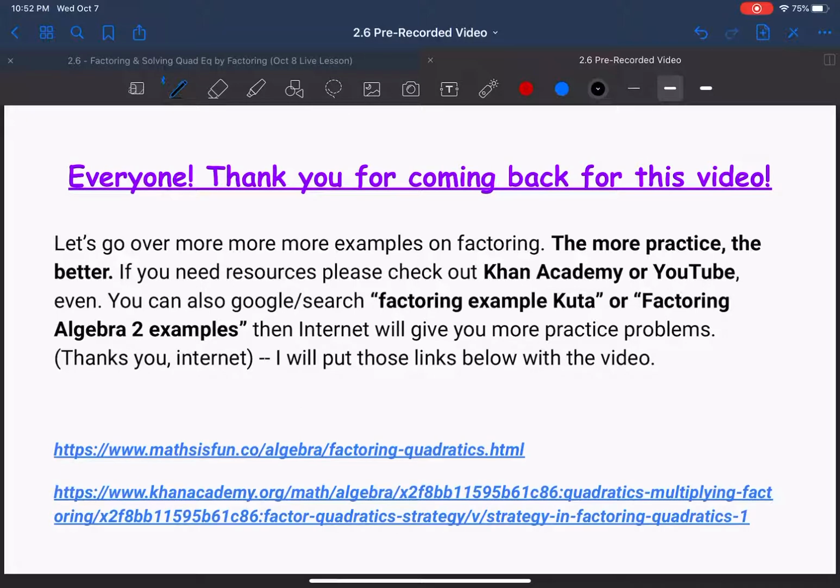If you want, you can pause your video and then just read this paragraph. But I'm gonna go over more examples on factoring and how to solve by factoring. The more practice, the better, as I said.